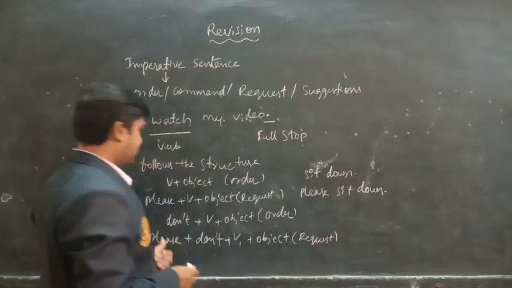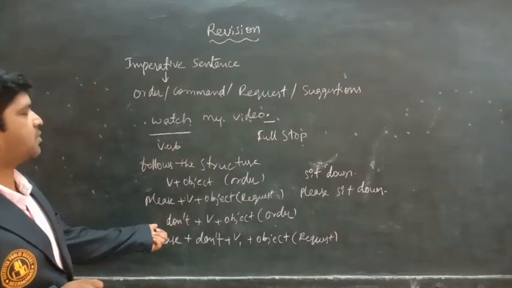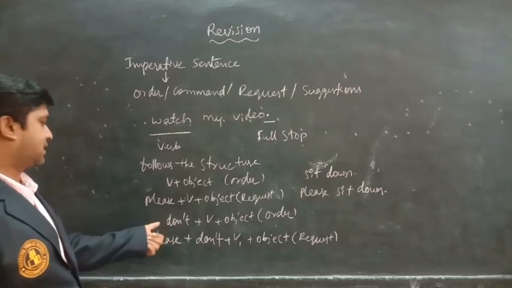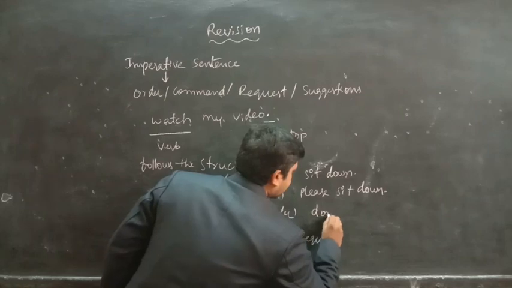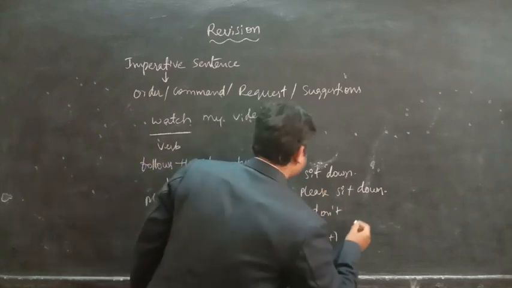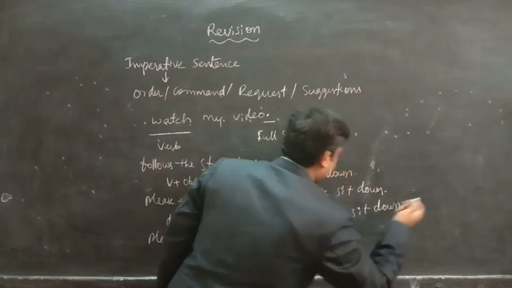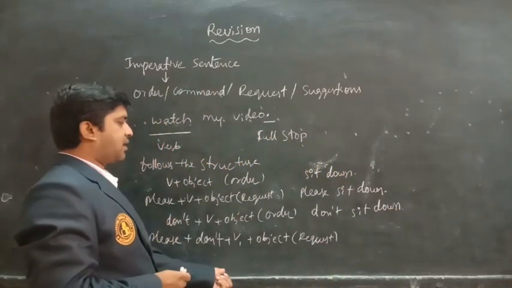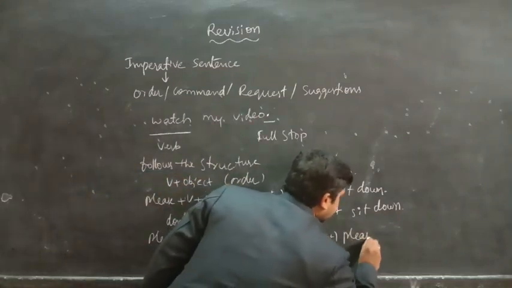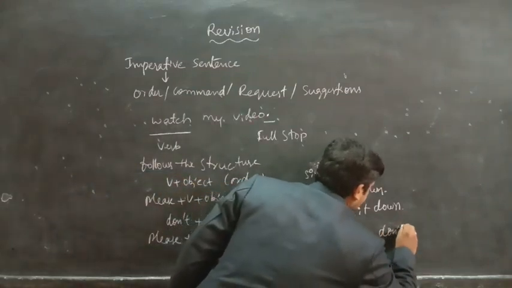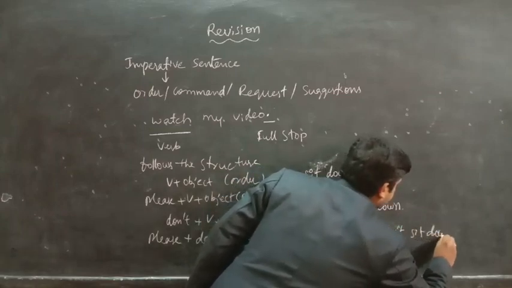If you want to say the negative, the negative is also possible like assertive sentences. Here, don't sit down. If you want to say it in a polite or request manner, you say please don't sit down.